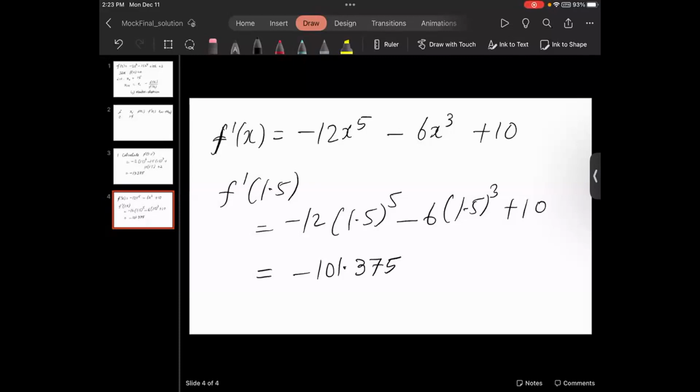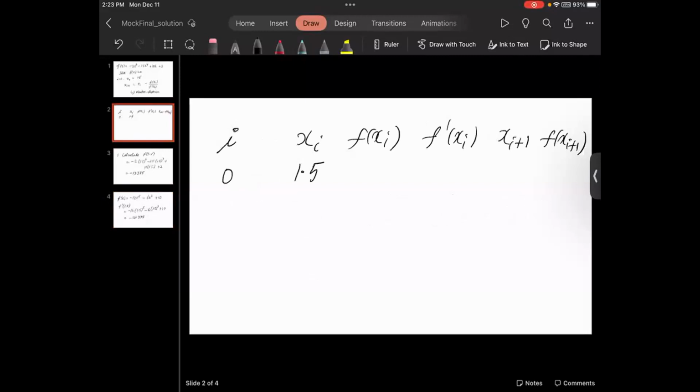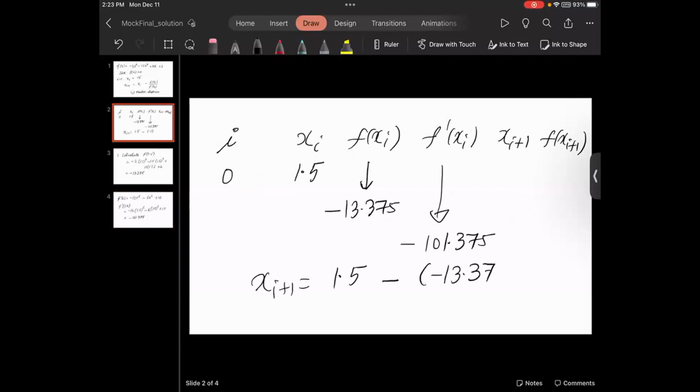So these two are important numbers: f of xi is minus 13.375 and f dashed of xi is minus 101.375. So xi plus 1 would be xi, which is 1.5, minus f of xi, which is minus 13.375, divided by f dashed of xi, which is minus 101.375. So you need to put that into your calculator and work it out. To save time, I'm just going to keep telling the numbers because it's only one student right now.